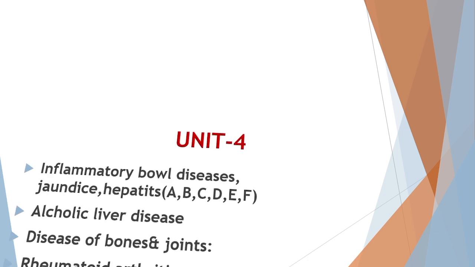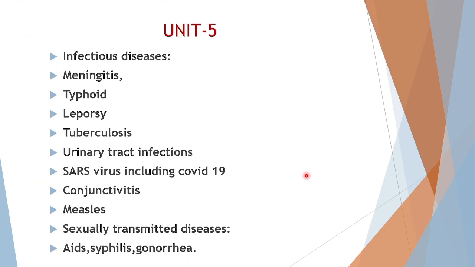Next, unit 5. The topics in unit 5 are: first one, infectious diseases. How many types of infectious diseases are there and what are they and how will they be treated, okay. First of all, meningitis. The word meningitis is mostly related with the brain, an infection and swelling in the fluids, okay. Fluids in the brain, this is called meningitis.